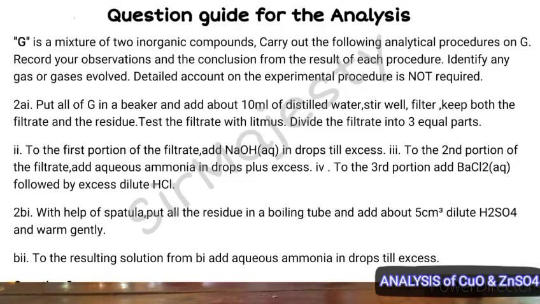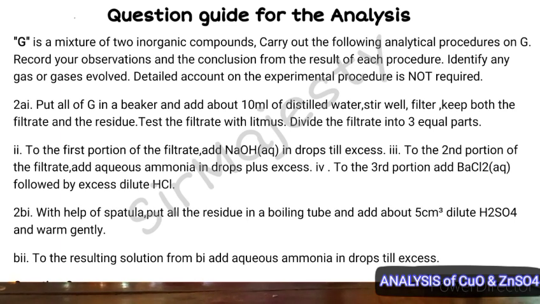that C is a mixture of two inorganic compounds. Carry out the following analytical procedure on C or G. Record your observations and the conclusions from the result of each procedure. Identify any gas or gases evolved. A detailed account of the experimental procedure is not required.